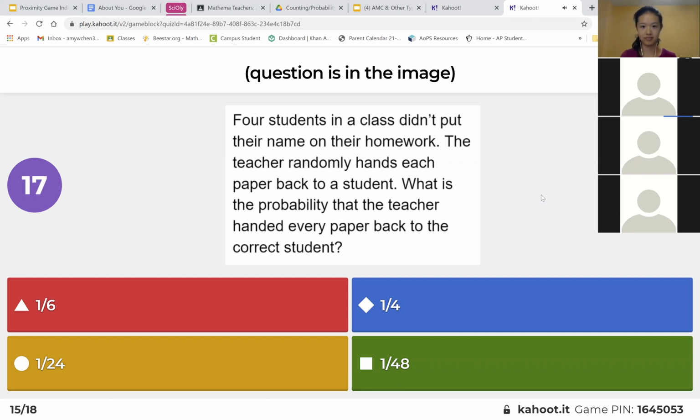How would you know how many people are in the classroom? Shoot, to those 4 students who didn't put their name on it. The teacher's only handing back the papers to the no-name people. Okay.